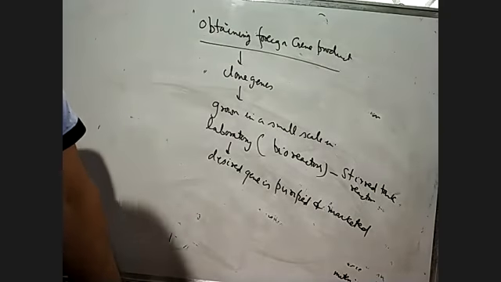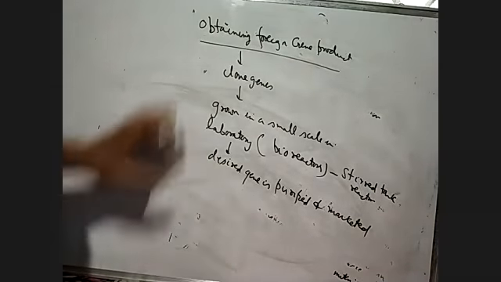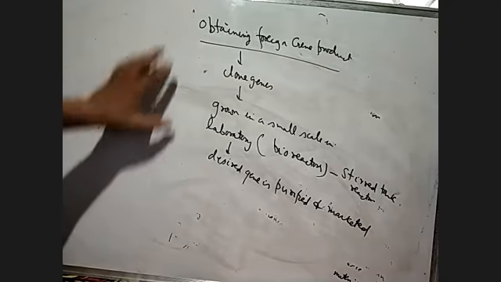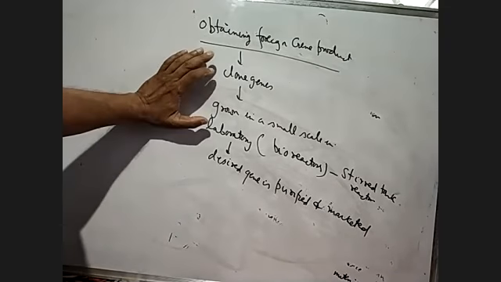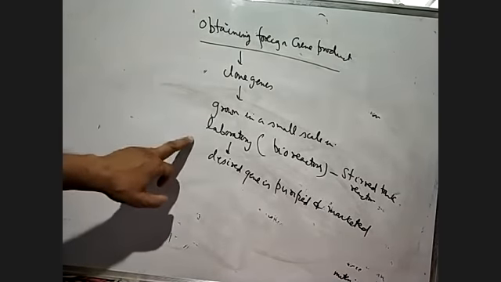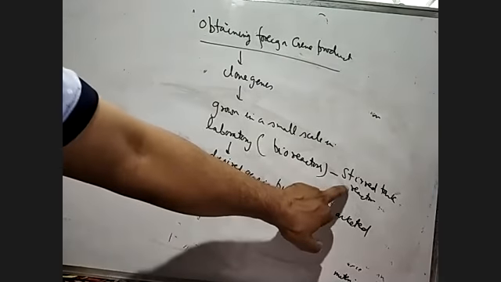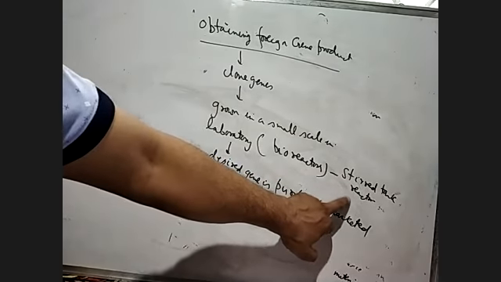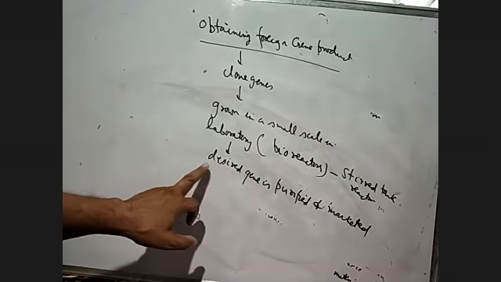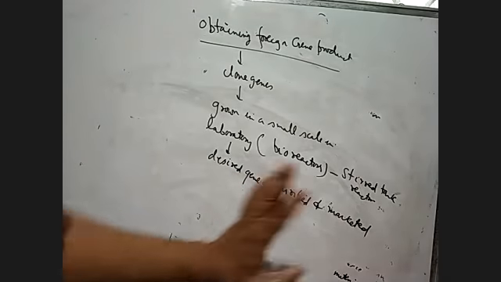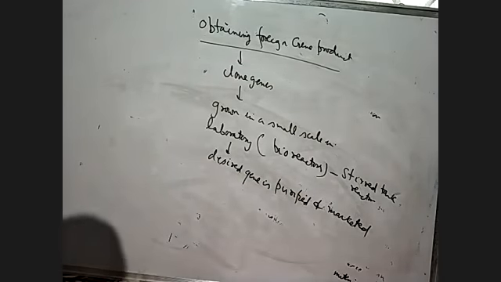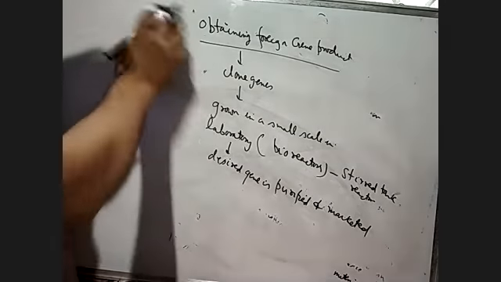Then we go to the downstream process, the last part. This part is finished now, students. The cloned gene is grown on a small scale in the laboratory, cultured in a bioreactor, mainly the stirred tank reactor, and then the desired gene product is purified and marketed. Now the last part is the downstream process.